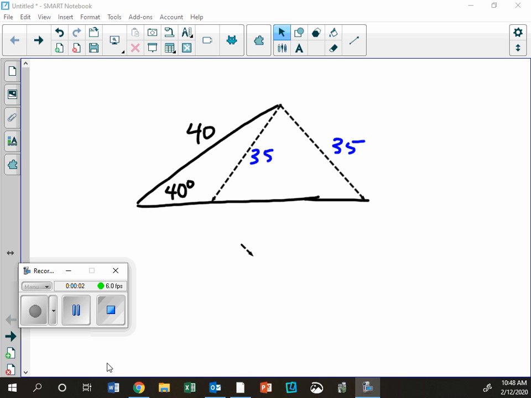Okay, so I gave the kids this ambiguous case problem. Now, did I give them enough information? Yes, because all you need is 3 pieces of info: a 40-degree angle there, a 40 length side and a 35 length side, but it's ambiguous on which way that 35 would swing.